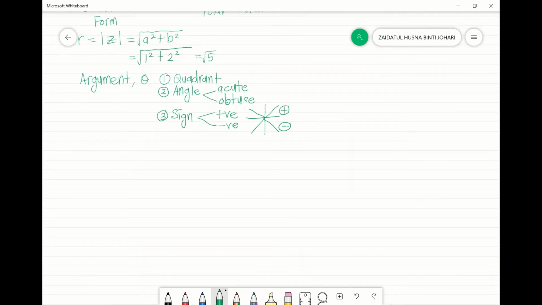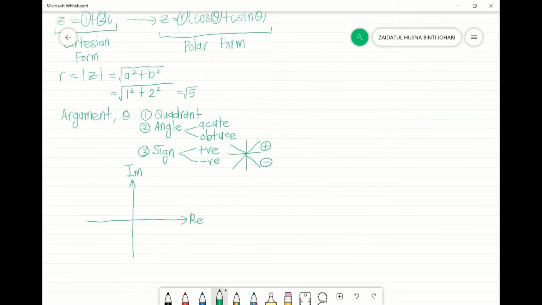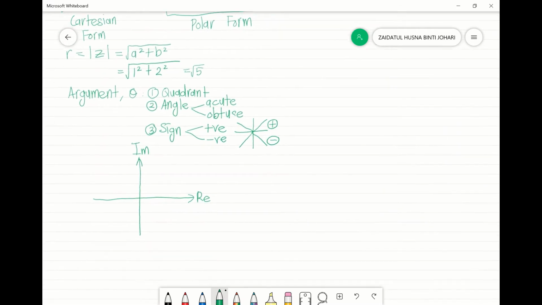So in order to find the argument of this complex number, let us draw the Argand diagram. This is the real axis, this is the imaginary axis. Our complex number just now is 1 plus 2i. So 1 plus 2i means it moves 1 unit to the right, since the real value is 1, and 2i means it moves 2 units above. So that means our complex number is here in the first quadrant.